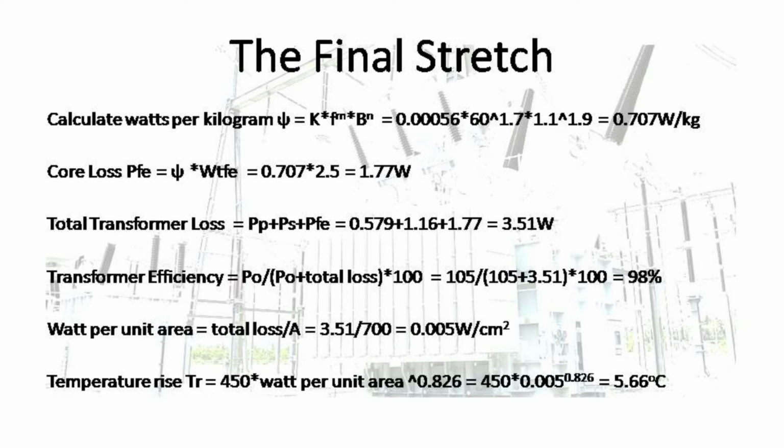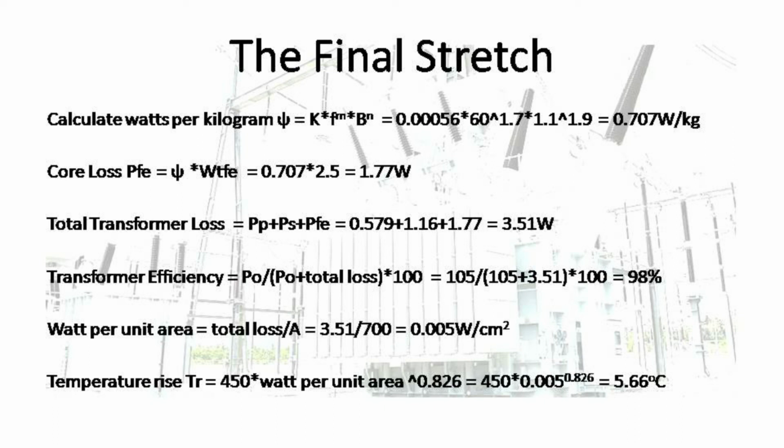Now, what you use with this value is to multiply it by what we call the iron weight, which is given in the core specification in the beginning, to calculate the core loss. If you plug into this formula, the watts per kilogram multiplied by the iron weight, it should equal around 1.77 watts.